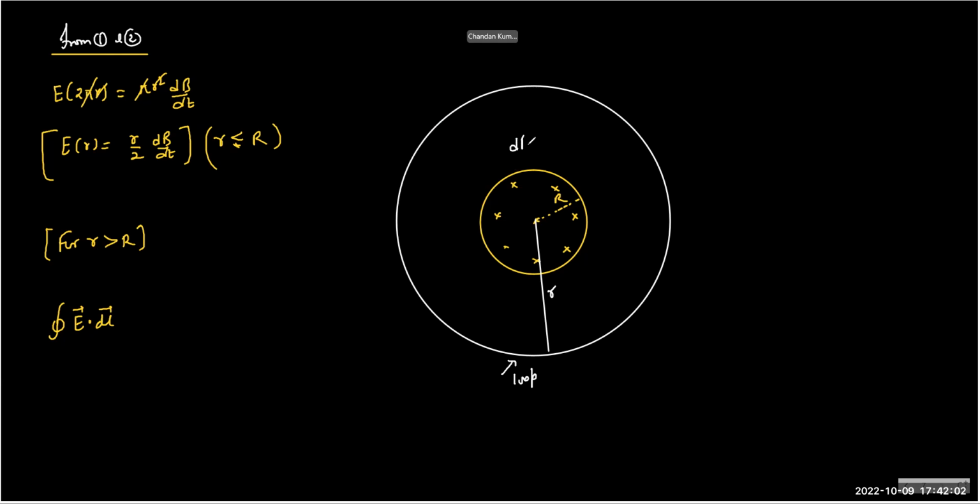If dB by dt is positive, then the flux through the bigger loop will again be positive. So it will create an induced current, and the induced current will try to compensate the increase in flux. So it will be anti-clockwise, right? Like this. So now the E dot dl, we have to write it for the outer loop, right? Isn't it?